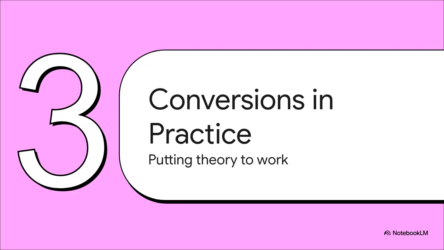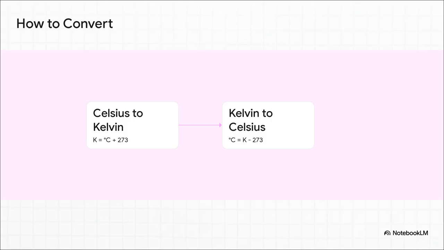All right, enough theory. Let's get our hands dirty and see how this works in practice. How do you jump between these two scales? It's actually way easier than you might think. Time for some simple math. The real genius of the Kelvin scale is that a 1 degree change is the exact same size as a 1 degree change in Celsius. This makes the math super easy.